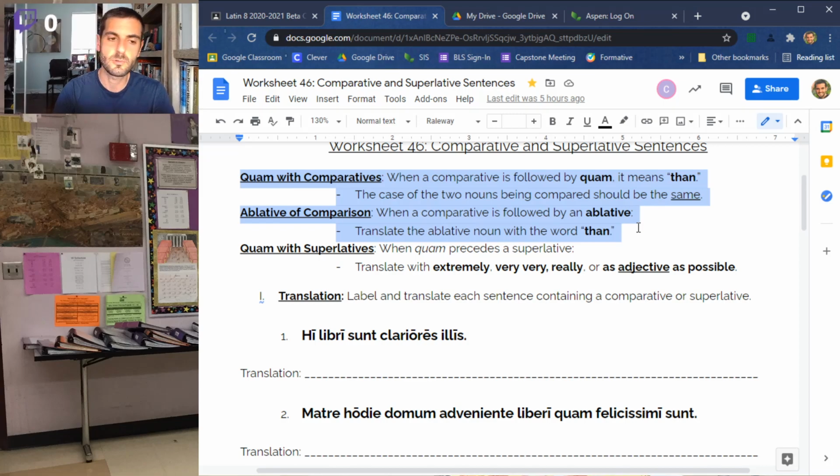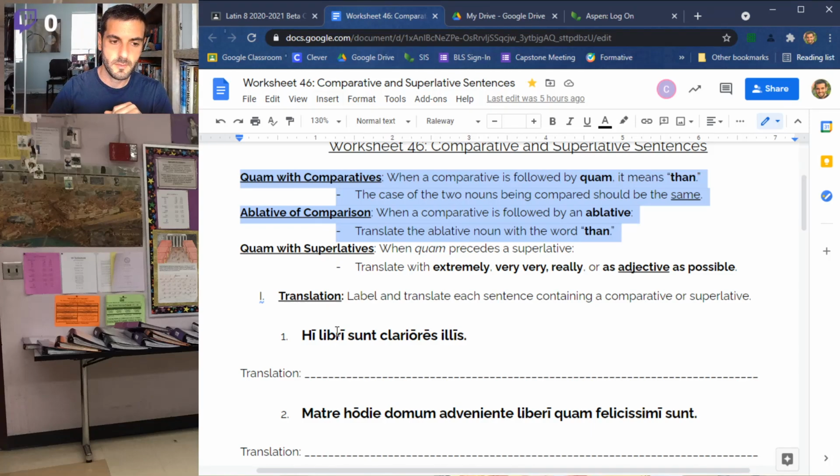You could also skip quam altogether and make the second thing that you are comparing ablative. No preposition, no extra words, just make it ablative. So in that example, the chair is larger than the book, I could say either quam liber or libro. Just make book ablative. Either one would work. And if you put quam in front of a superlative, it intensifies the meaning. So instead of just very tall, it's very, very tall, extremely tall, really tall, and so on. Okay?